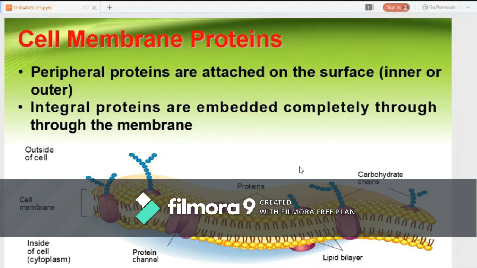Proteins in the cell membrane help move large molecules and aid in cell recognition. We have two types of proteins in the cell membrane, namely peripheral, or those attached on the surface, and integral proteins, or those which are embedded completely through the cell membrane, such as protein channels.